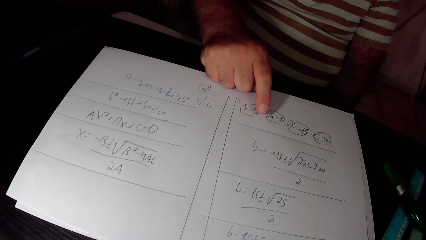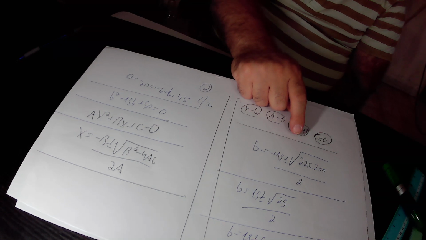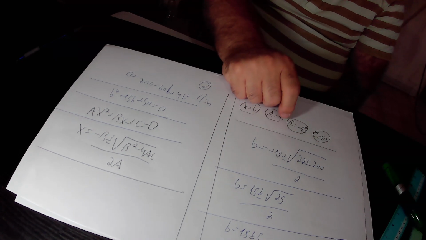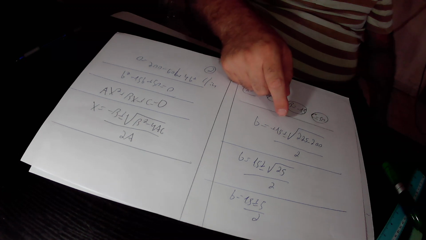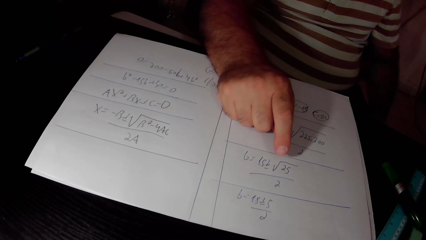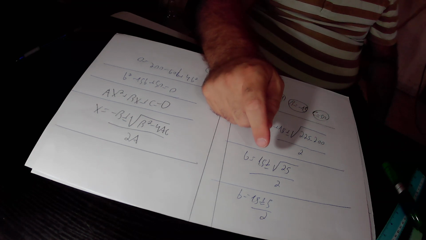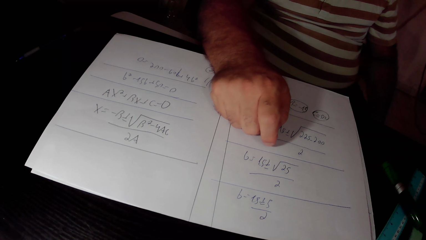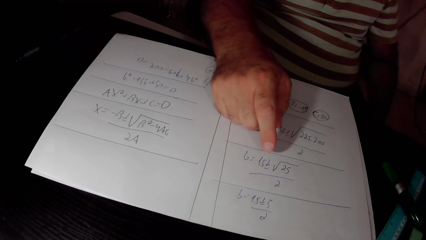So b equals 15 plus minus. Inside the root we have 225 minus 200, which is 25. So inside the root we are left only with 25, divided by 2. So in total we found out that b equals 15 plus minus the square root of 25, which is 5, over 2. So here we have two possible solutions for b. We define the first solution for b as b1, and the second solution for b as b2.